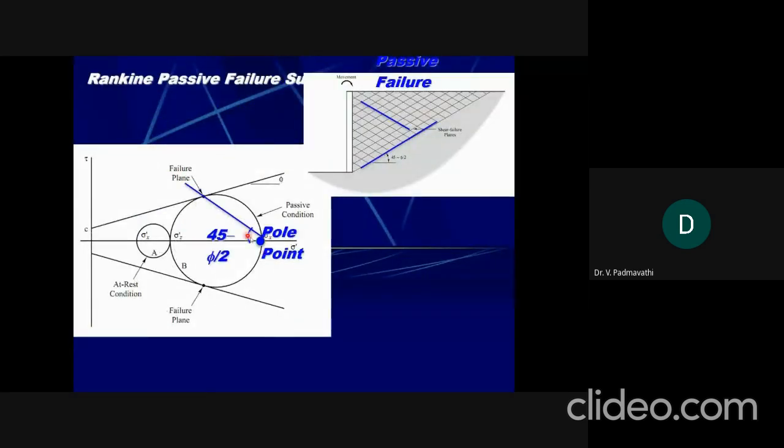You should draw the graph. You should draw the line from this point, that is the sigma 1 point. So 45 minus φ by 2 is the theta angle here. You draw the line with this angle, and then you get the intersection point, draw a tangent to that intersection point, and you can get the C and φ values. So this is for the passive case.